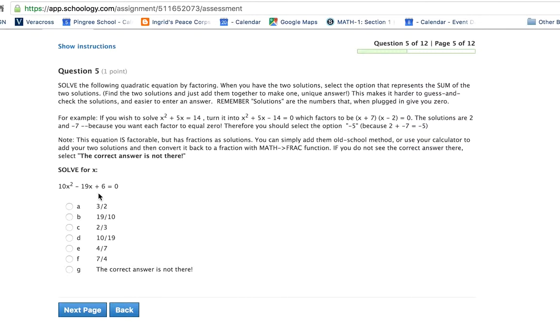Then, because this is a plus right here, I'm looking for two numbers that multiply to make that 60 that add up to make negative 19. I think that is 15 and 4. You could systematically go through and make a list, but negative 15 and negative 4 multiply to make a positive 60 and add up to make negative 19.